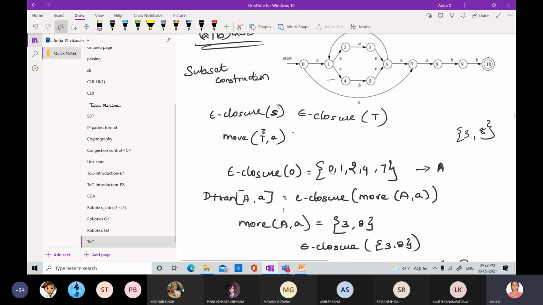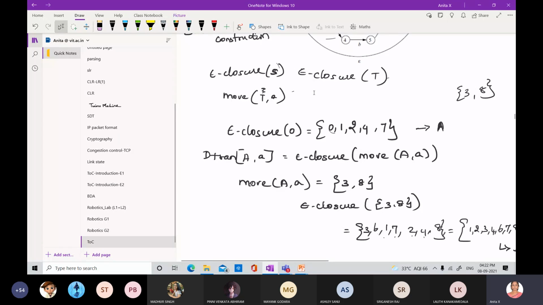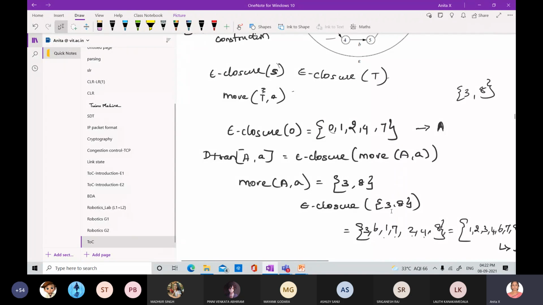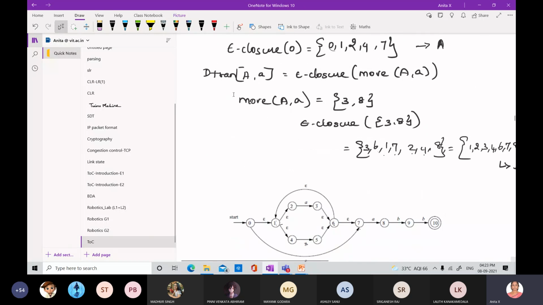move of A, a. Next, I have to proceed with epsilon closure of 3, 8. Same step, same sequence we have to follow. Epsilon closure of 3 we have to take, and then I have to proceed with epsilon closure of 8. Please do track it. You should consider both, in this format. And please practice rearranging all the states in a sequential way so that you can check whether it is an existing state or a new state.